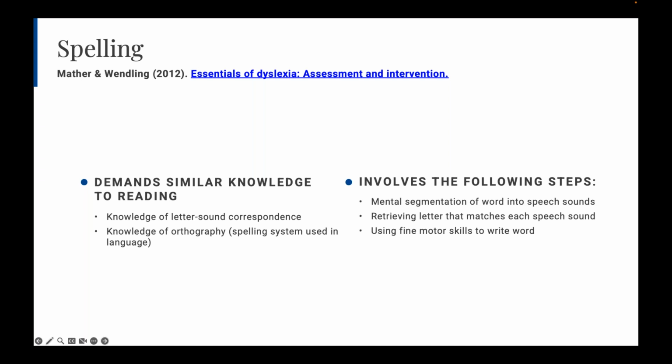And orthography, if we want to define what that is, we're thinking of the spelling system that's used in a given language. Now, where spelling can be a little different and more challenging is when we start to consider how spelling requires someone to mentally segment the word that they want to spell into speech sounds or phonemes. They then have to be able to retrieve the letter that matches each specific phoneme that's a part of that word. And then they also have to implement their fine motor skills to generate the actual word itself on paper.